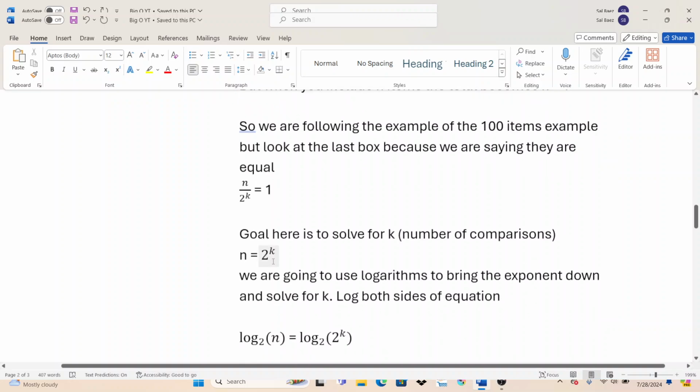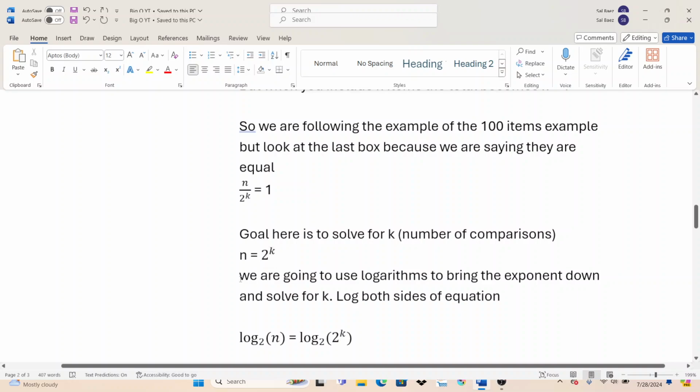And now here we use logarithms. If you don't remember logarithms, that's totally fine. Just find a YouTube video or something to help you refresh your memory on that. I use base 2 because I'm trying to get rid of the 2 here. And if you want me to do a video on that, I can definitely do that. No problem.